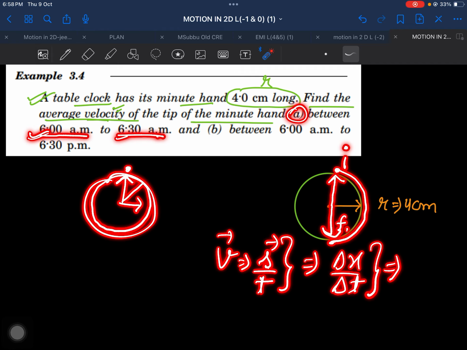Just check, right? This is your final position. So what is the shortest distance? This diameter. All right, just check all of you. So the displacement is simply 2 times r divided by the time taken.